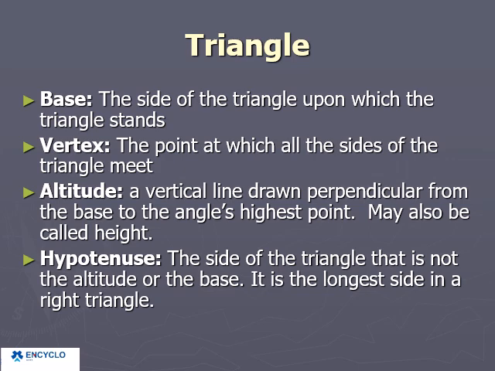A triangle consists of 3 sides and 3 angles. Important elements include base, the side on which the triangle rests; vertex, the point where 2 sides meet; altitude, a perpendicular line from the base to the opposite angle, also referred to as the height; hypotenuse. In a right triangle, it's the longest side, opposite the right angle.